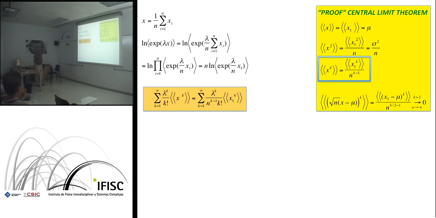For k equal 1, I have that the average of x is the average of x1, it's mu. The second cumulant, which is the dispersion, is the second cumulant of a single variable divided by n. This is what I had before. But all the other guys, what did I do before? I subtracted mu, and then I amplify the deviations by a square root of n. If I amplify the deviations by a square root of n, to the power k, it's like I multiply by n to the power k over 2. But I have this factor here. And you see that these cumulants, indeed, when k is larger than 2, all go to 0.